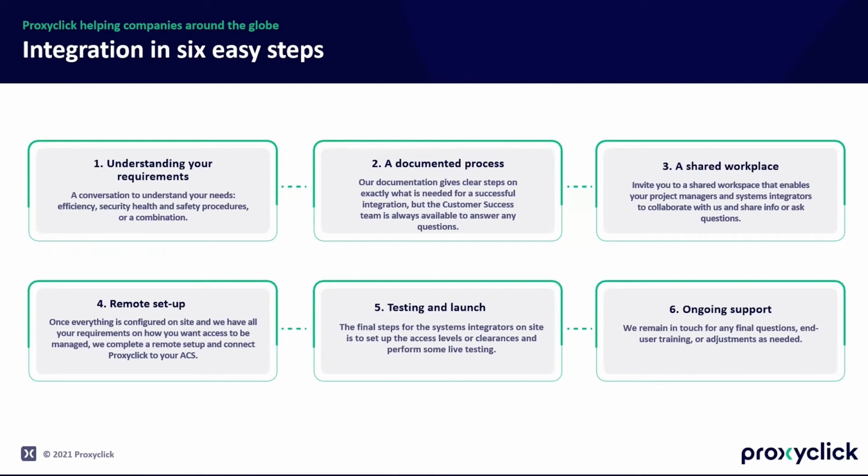Alongside our documentation, we'll invite you to a shared workspace that enables your systems integrators to collaborate with us and share information or ask questions. Once everything is configured on site, we complete a remote setup and connect Proxyclick to your access control system. Finally, your systems integrators configure the access levels to ensure the access given to visitors is correct for each stage of their visit. After that, they can set up a test visit and perform some live testing. We remain in touch for any final questions, end user training, or adjustments that are needed. We've made the deployment process very simple, and we're confident anyone with an understanding of your access control system will have no problem getting it all up and running.